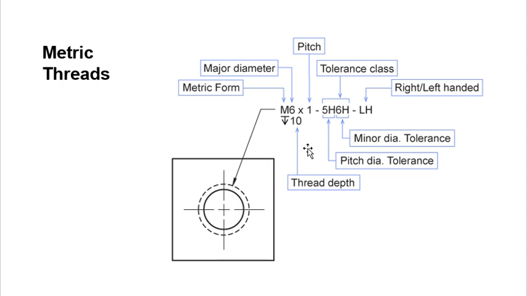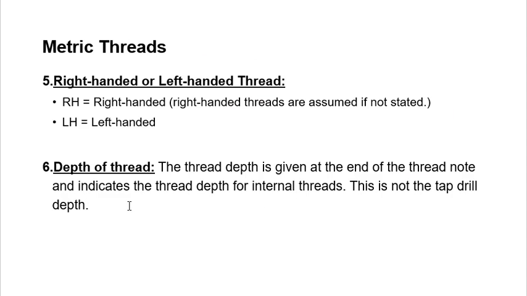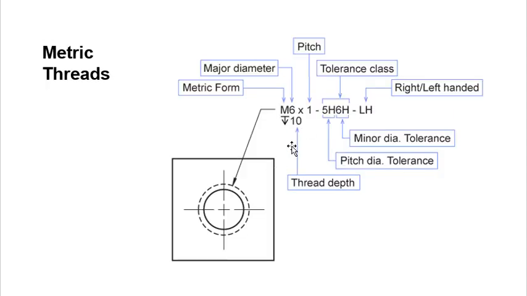Here you can see very clearly we are showing the thread depth. That's supposed to be here, but it's taken at the end of the node, and we just put it right here. The very first one is your metric form, M. So that's a metric form, and you're not in the other system, which is unified. Then the major diameter, and here is your pitch, followed by a tolerance class. In the tolerance class, we have a pitch diameter tolerance and also a minor diameter tolerance right there. And you have your big H, going back to here.